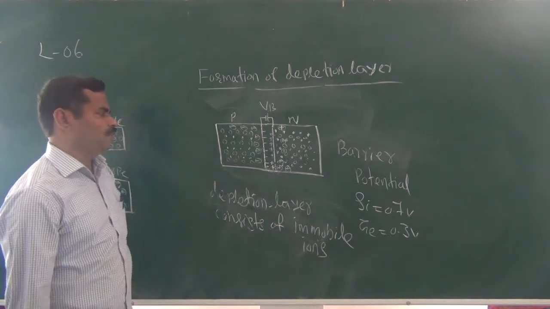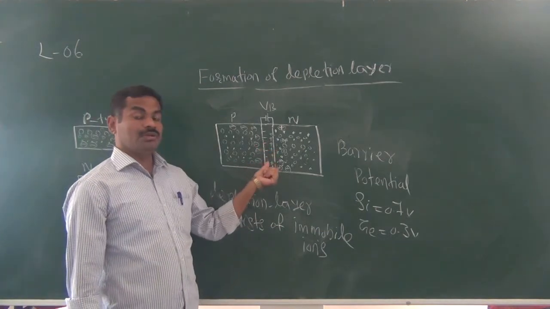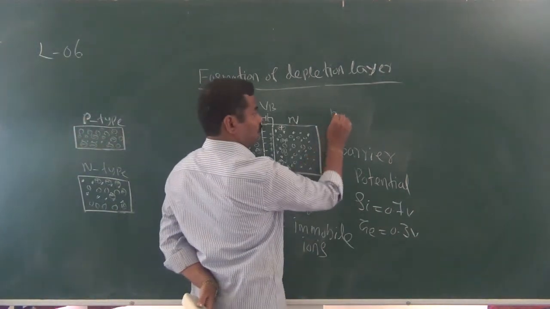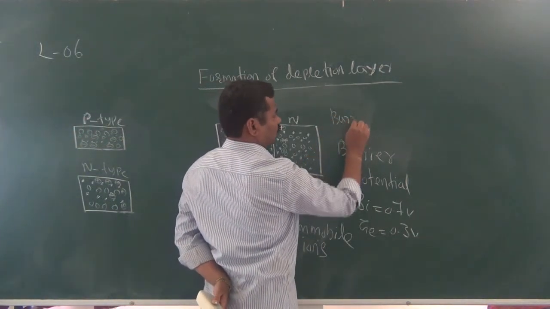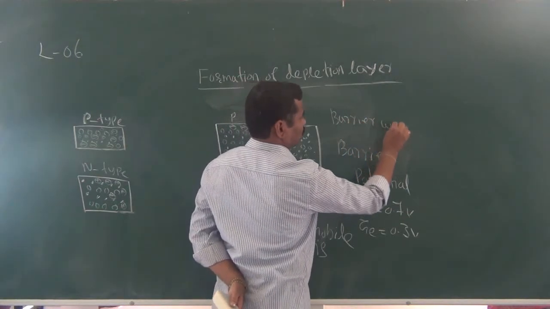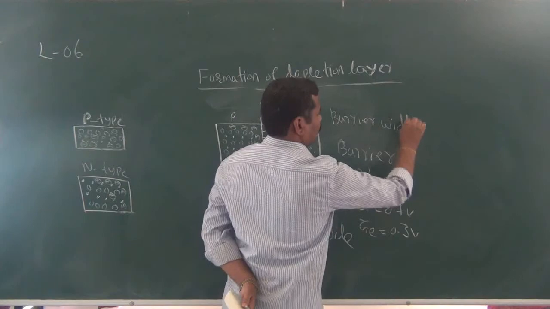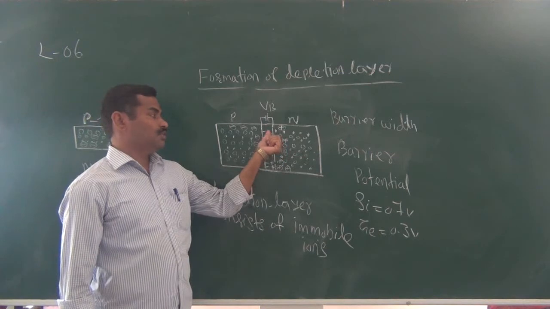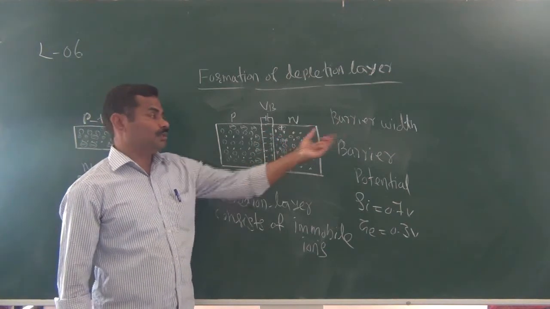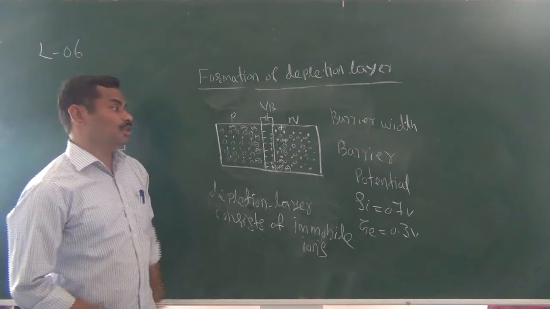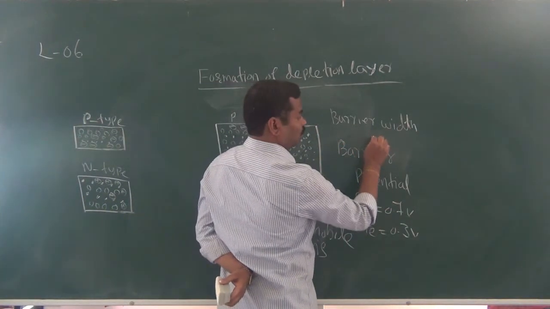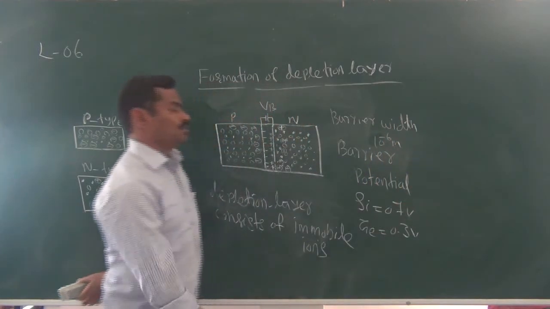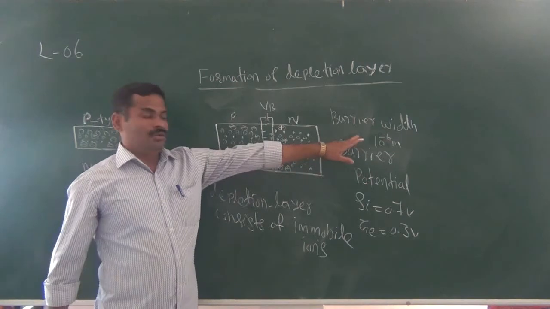And lastly, what is the width of the depletion layer? It is also called the barrier width. It is nothing but the distance between the negative and positive ions. That is the barrier width. In general it is about 1 micrometer, that is 10⁻⁶ meters. The width of the barrier is about 1 micrometer.